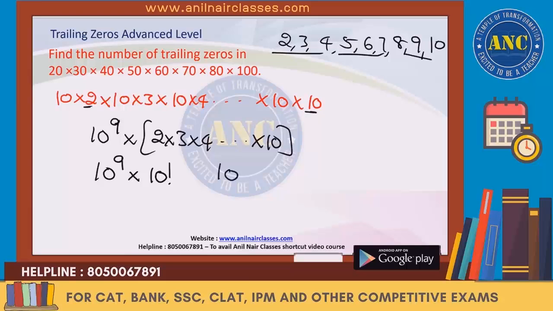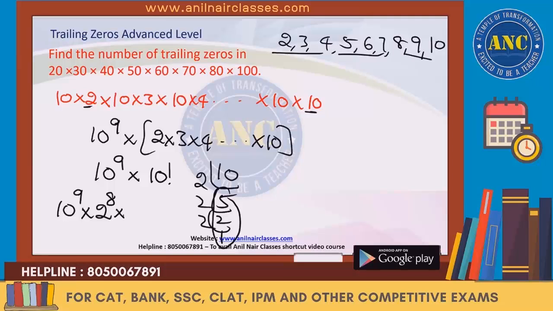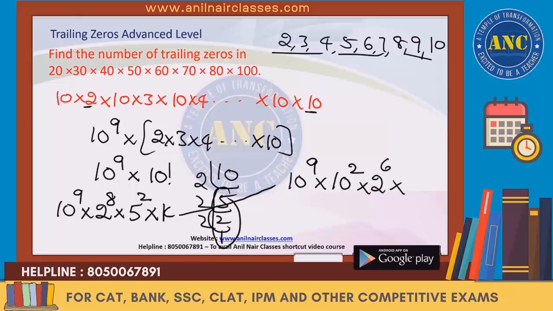So 10 factorial is nothing but 2 5s are 10, 2 2s are 4, 2 1s are 1. 5 plus 2 plus 1 is 8. So this is nothing but 10 power 9 into 2 power 8 into 5 square into some other prime bases. So this is nothing but 10 power 9 into 10 square into 2 power 6 into k. So the answer for this question is 11. I hope the idea is clear.